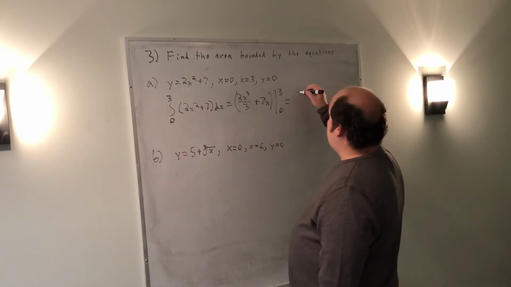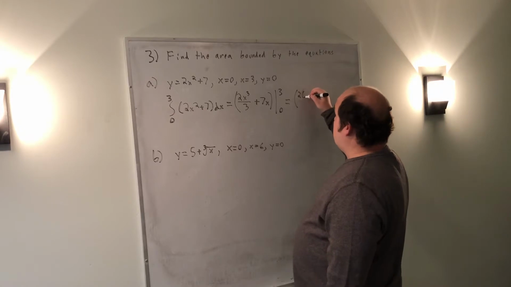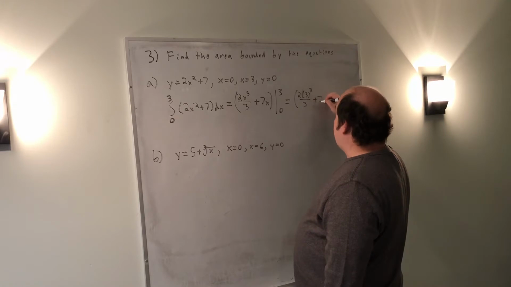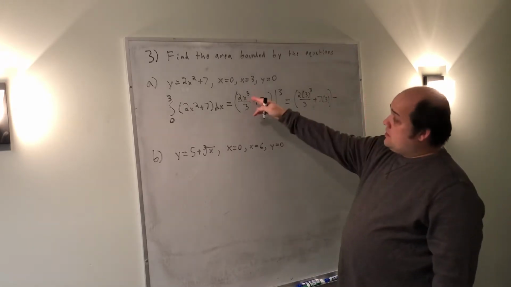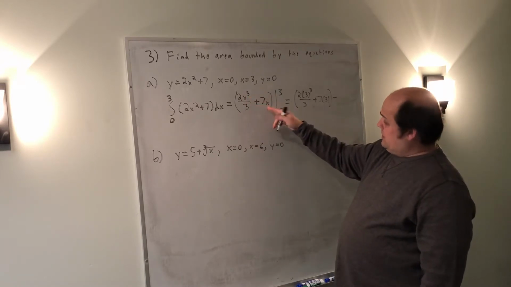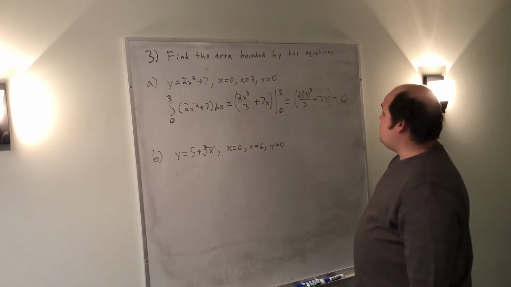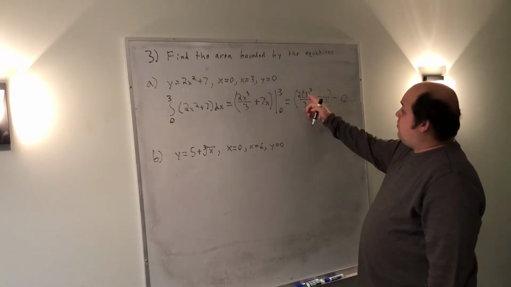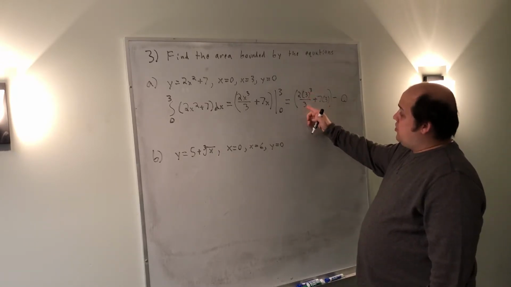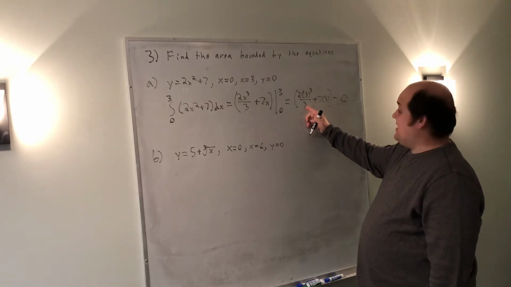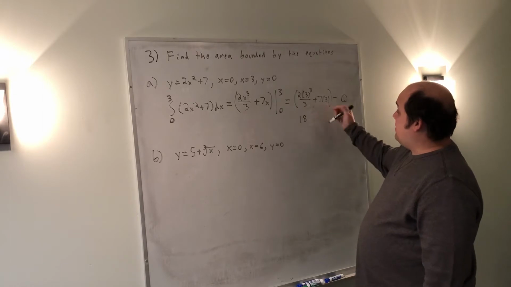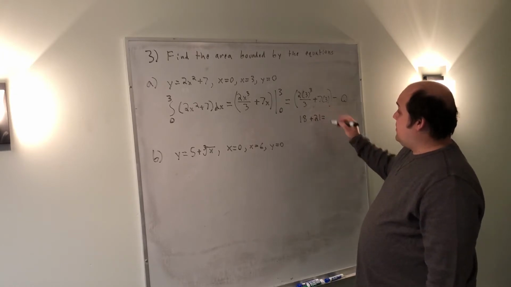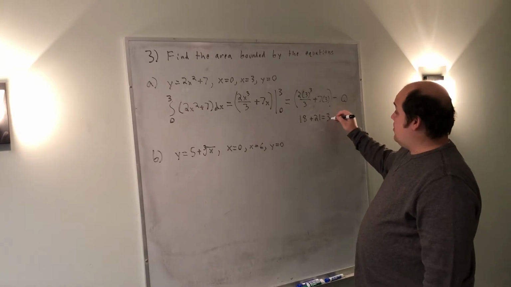When I put a 3 in, it becomes 2 times 3 cubed over 3 plus 7 times 3. I subtract from that when I put a 0 in. 0 makes this term 0, 0 makes this term 0, so minus really nothing. 3 cubed is 27. 27 divided by 3 is 9. 9 times 2 is 18. 7 times 3 is 21. So this becomes 18 plus 21, or 39.